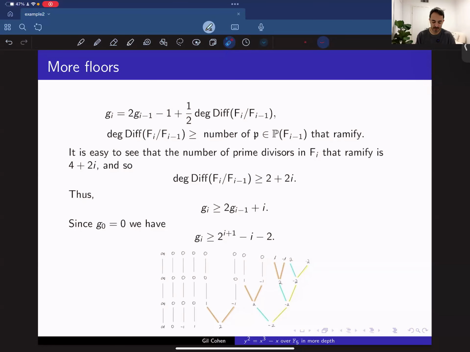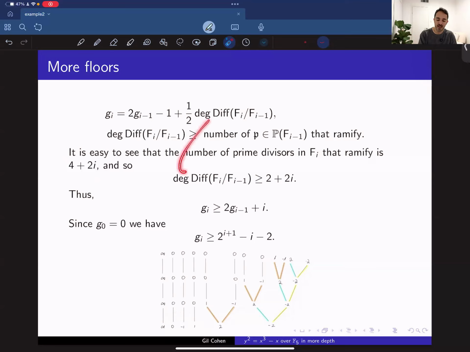So what are the prime divisors that ramify here? Well, initially you have this 4, right? And then you have these 2 gives you another 2. And then these 2 give you another 2 and so forth. So if you think about how many ramified places you have, you have 4 plus 2i in the ith level, because you start with a 4 and then every time you get 2 more.